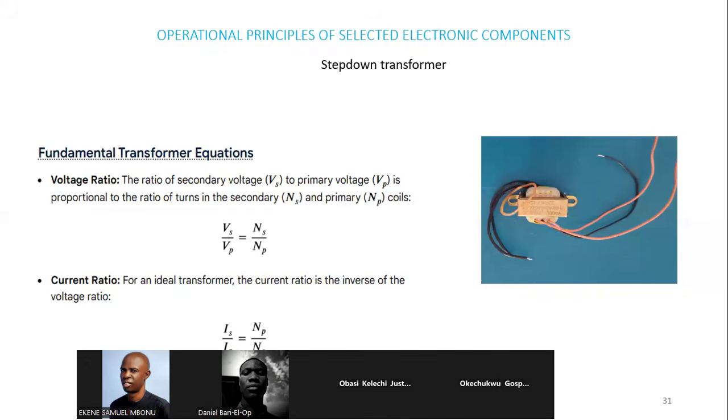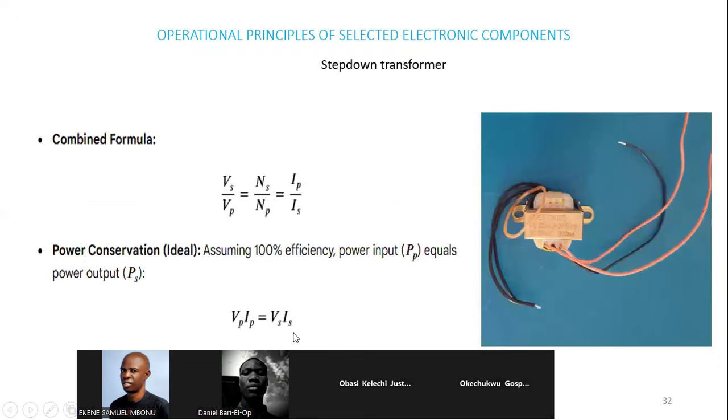Now, another person read the current equation there. Okay, the second equation states that for an ideal transformer, the current ratio is the inverse of the voltage ratio. That is, Is over Ip is equal to Np over Ns: secondary current over primary current is equal to the number of primary turns over the number of secondary turns. Okay, excellent. So we proceed.